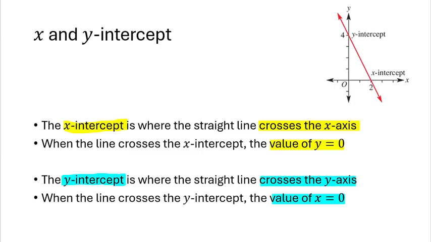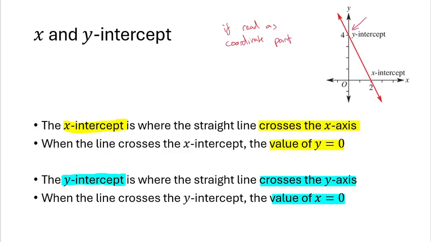And this just means when the line crosses the y-intercept, the value of x is 0. And you can tell from the graph itself, if you're reading it as a coordinate point, it makes a lot of sense.